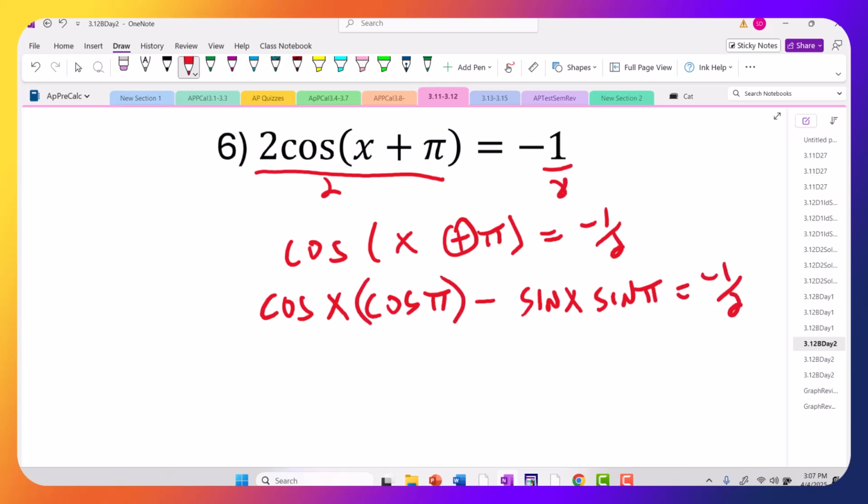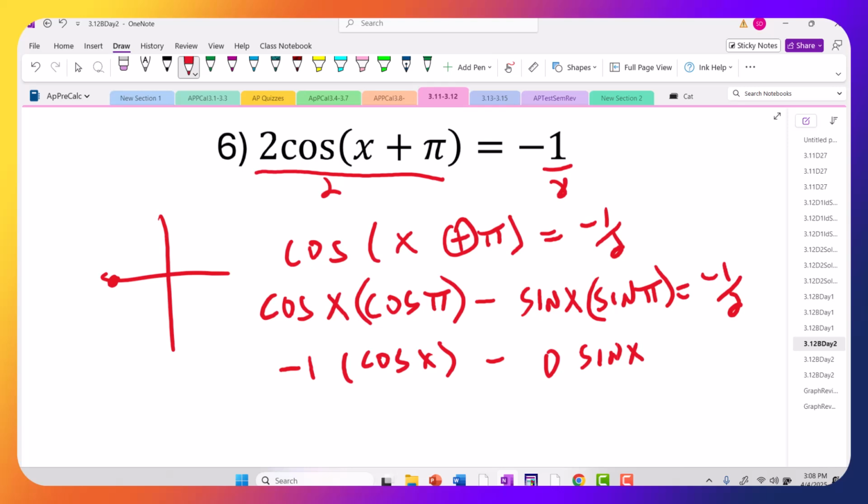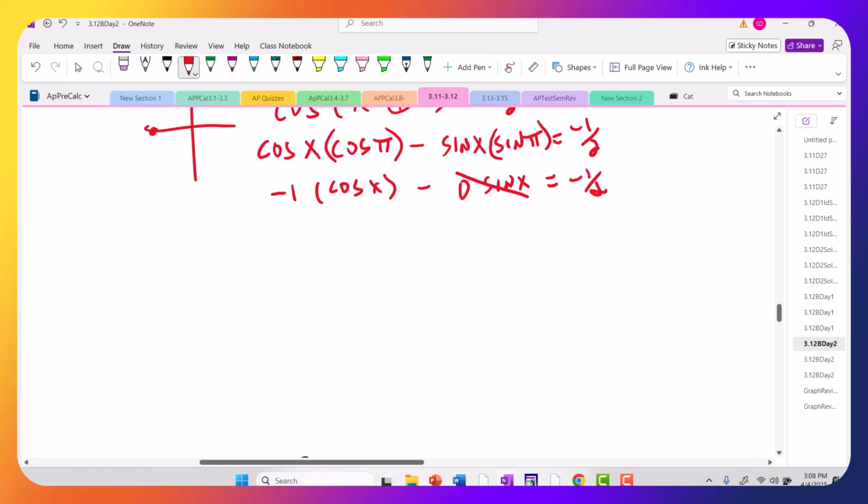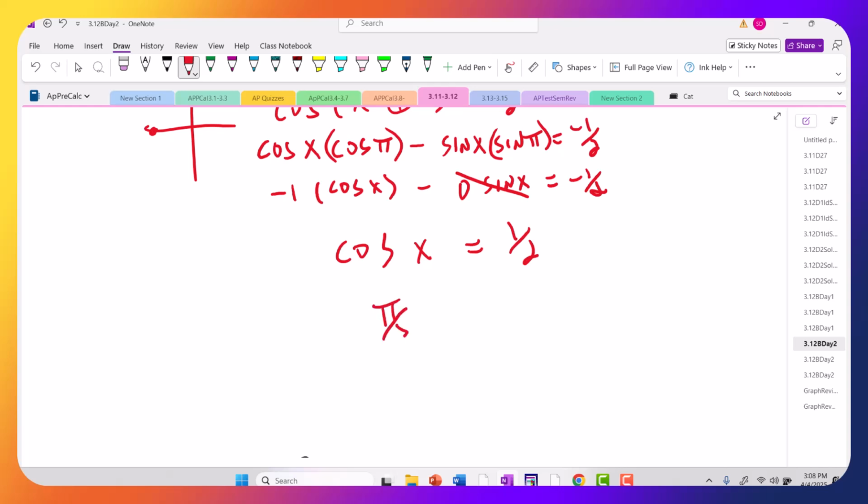What's the cosine of pi? Negative 1. Again, use the commutative property. And then what's the sine of pi? 0. That negates this. This destroys this. This is gone. You're gone. And then if you just look at this, divide both sides by a negative, and you get this, which is the answers we just had from the previous question. The pi over 3s in quadrant 1 and 4.